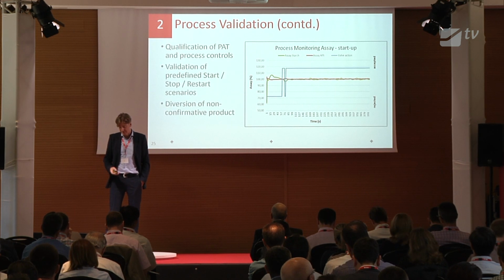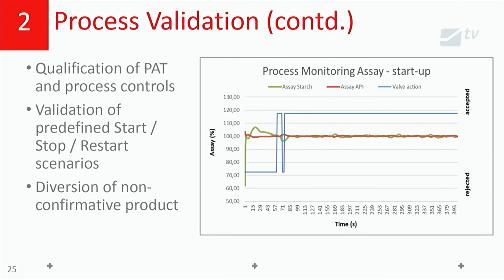What is also very important, and I think it's been mentioned already, but I want to highlight it again because it has an impact: the validation of start and stop scenarios is something that is new compared to the batch process. You have to know what is happening when you start the system. It's easy to imagine that if you start a continuous process like we have here, where you dispense the raw materials, you do not start with perfect homogeneity in the mix. That will not work. So it takes some time, and on the graph you can see, simplified, the assay values from starch and the API over time, and in blue you can see the valve action.